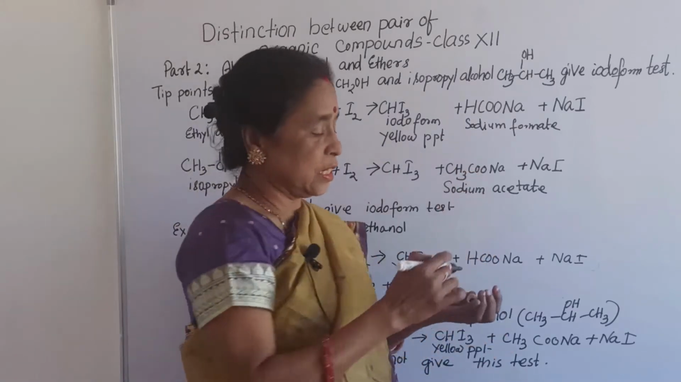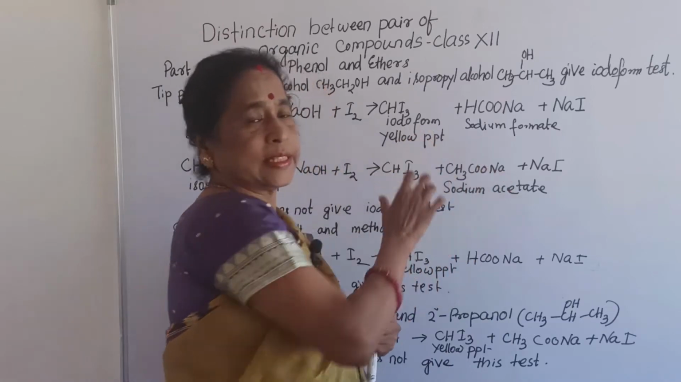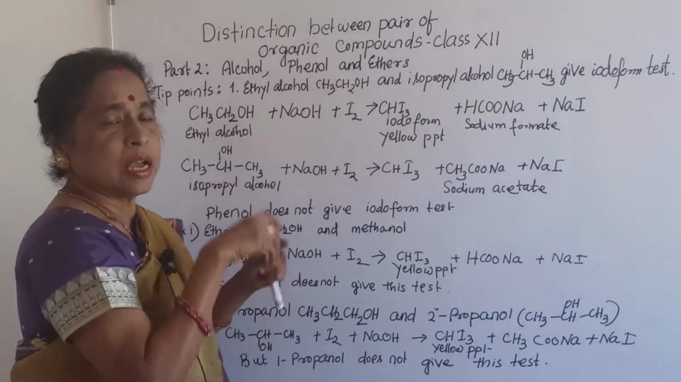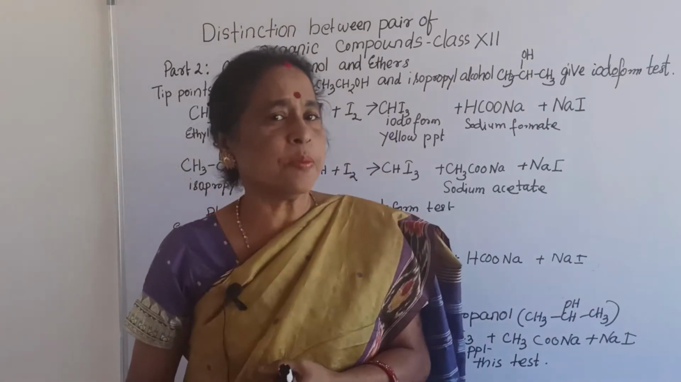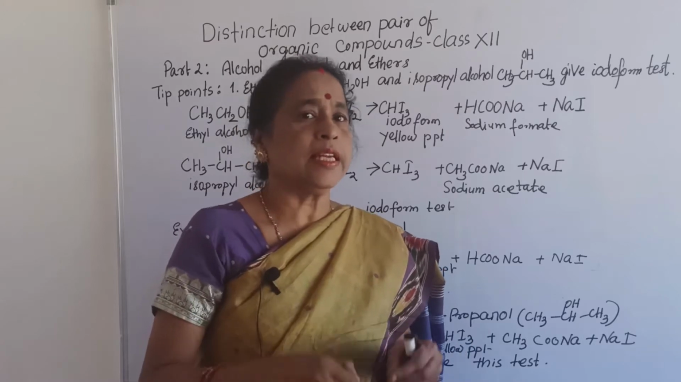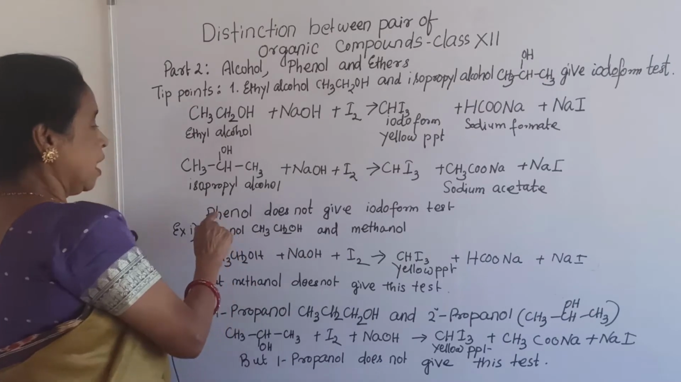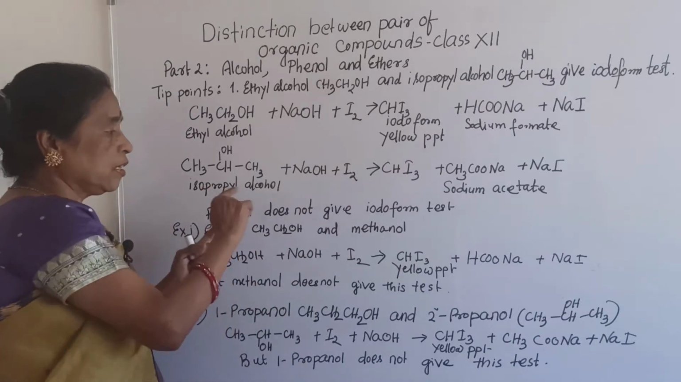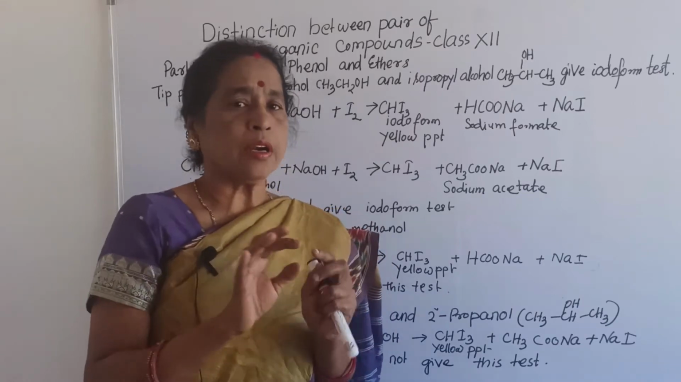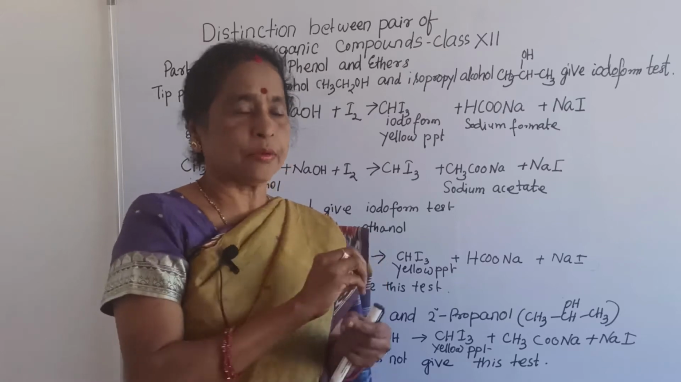That is CH3COONa. What is CH3COONa? Sodium acetate, and NaI. That means here we should remember ethyl alcohol and isopropyl alcohol give the iodoform test, easily we can identify by the color of the precipitate. Whereas phenol does not give the iodoform test. That means phenol will not give any iodoform test. You should remember phenol will never give the iodoform test.